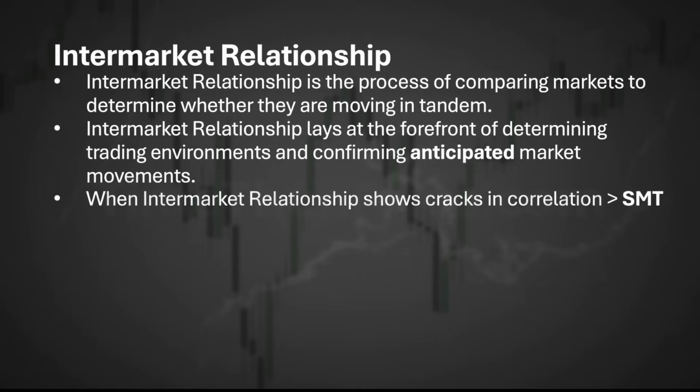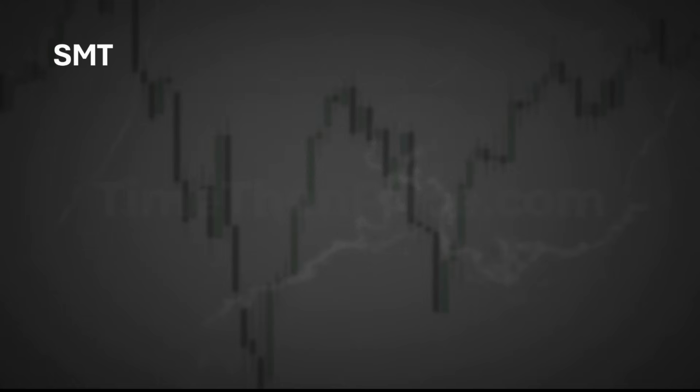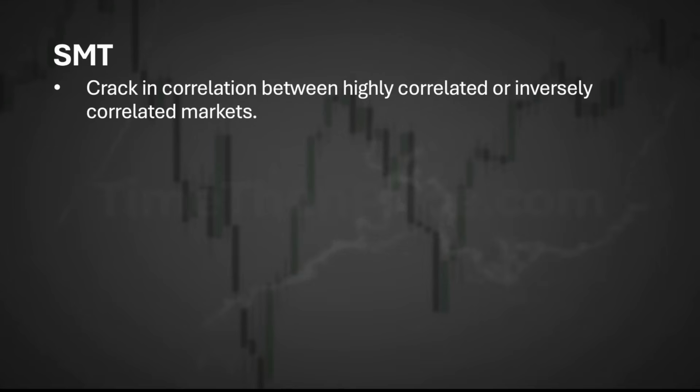When intermarket relationship shows correction correlation, it shows you that there's an SMT. Let us first define SMT. SMT is a correction correlation between highly correlated or inversely correlated markets. Meaning, we're looking at two markets that are either highly correlated or inversely correlated, and we're monitoring whether or not they're moving as they're supposed to move. If they are not moving as they're supposed to move relative to each other, it shows to us that there's a correction correlation which is present, and that is SMT.